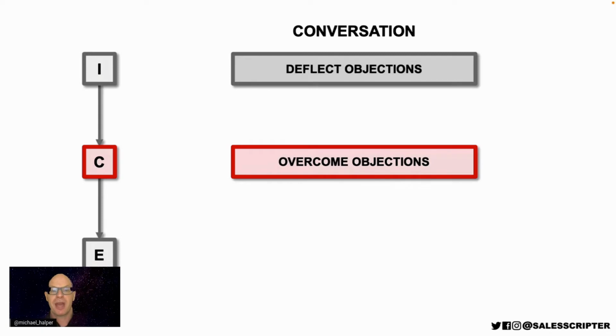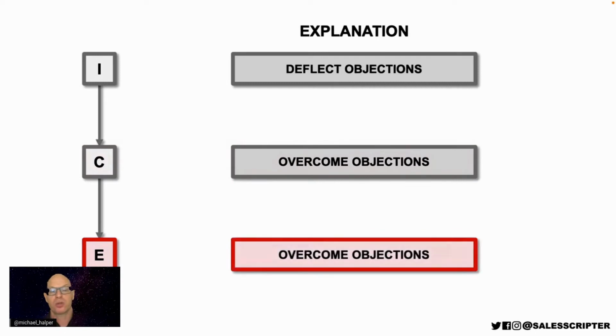So when you get objections like we don't have budget or we're already using someone at the conversation step, that's the time to deal with it. And you usually have the time and attention to talk through that. And you can identify if it's a showstopper, or you can identify if you can resolve that objection and find reasons to continue moving forward. And that would be overcoming the objection. And then once you progress to the explanation step, of course, there you want to overcome objections as well.